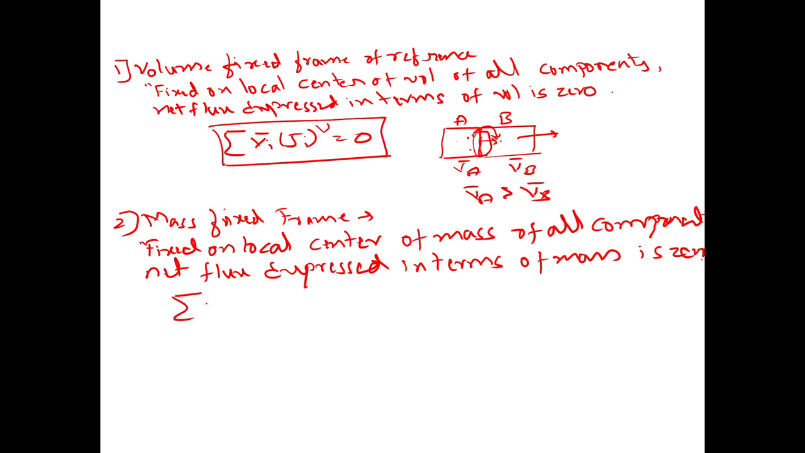That means the summation of J_i times the molar mass is equal to the partial molar mass, and the partial molar mass is 0. So this is explained in the mass fixed frame of reference.